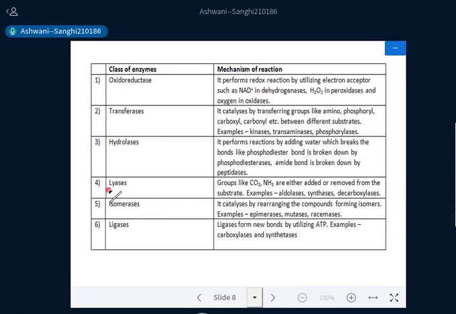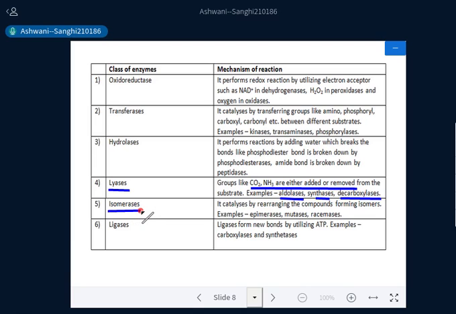Fourth class, that is the lyase. Lyase means breakdown in the absence of water. Groups like CO2 and NH2 are either added to or removed from the substrate. Examples: aldolases, synthases and decarboxylase reactions.